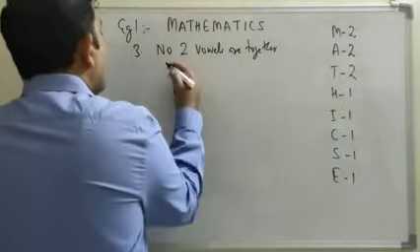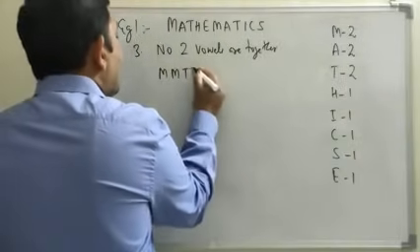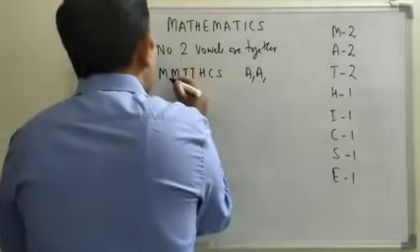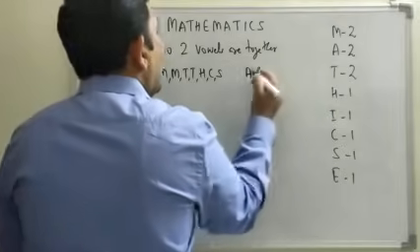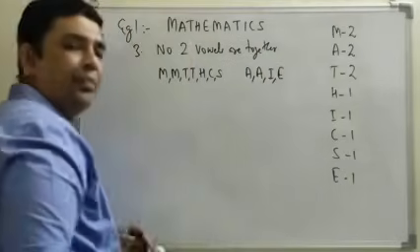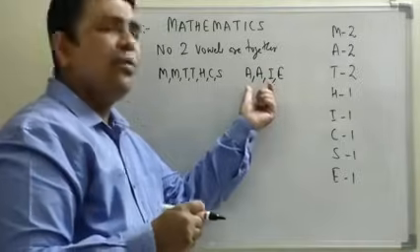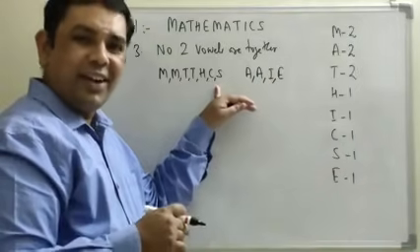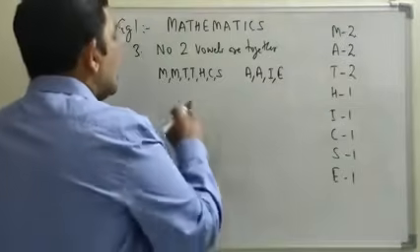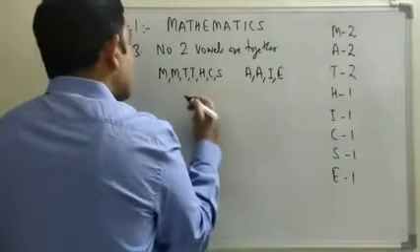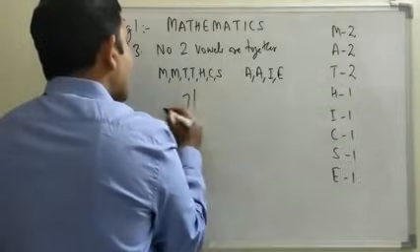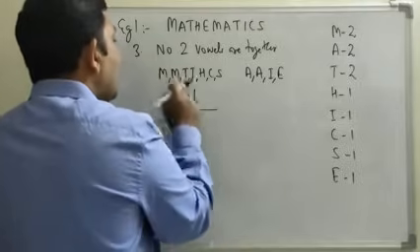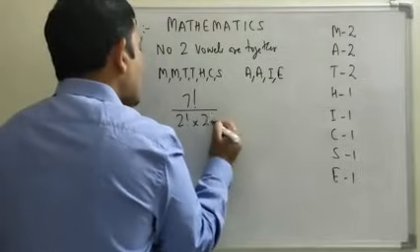So what we will do? We have got M, M, T, T, H, C, S. We have got A, I and E. So the condition is on the vowels. What have we learned? We will first arrange the consonants, right? We will first arrange the consonants. So we have got 7 consonants. They can be arranged in 7 factorial divided by, there are 2 M's, so 2 factorial. There are 2 T's, so 2 factorial.